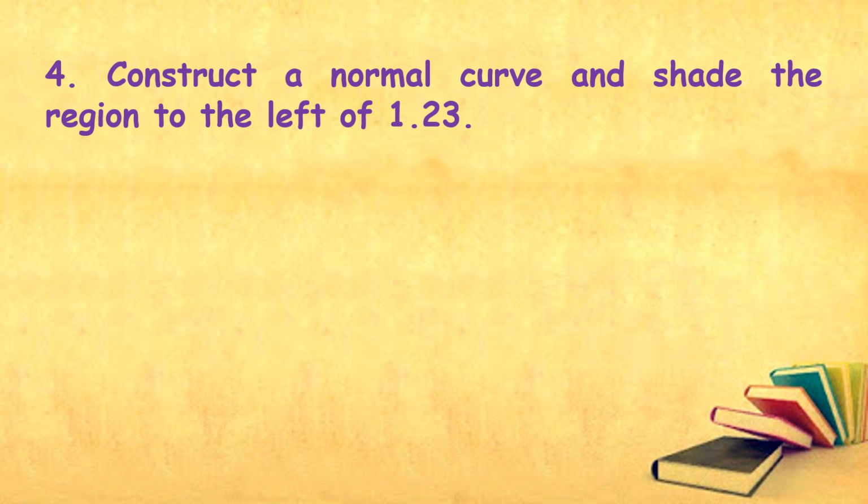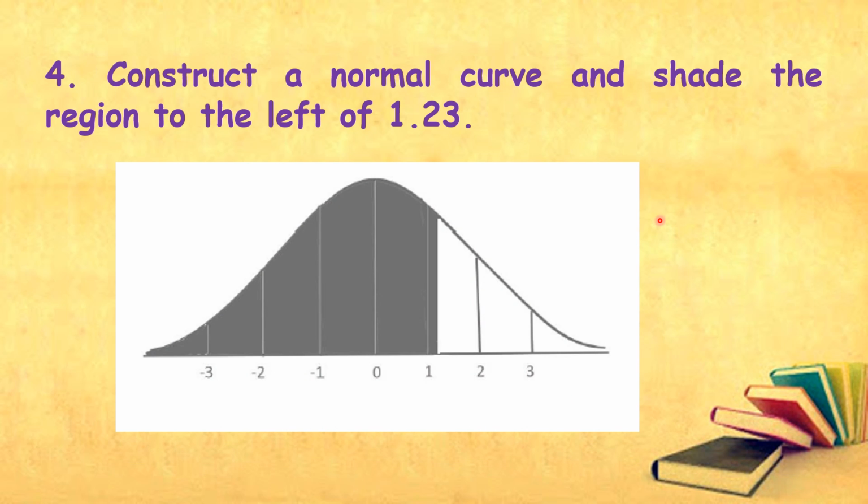So, step 4, construct a normal curve and shade the region to the left of 1.23. Okay? Ito yung ating shaded area. Ito yung ating 1.23. So, ito na yung ating 89th percentile. Ibig sabihin, yung score na 91 ay nandito. 89% lies below the score of 91 and 11% lies above the 91 score.